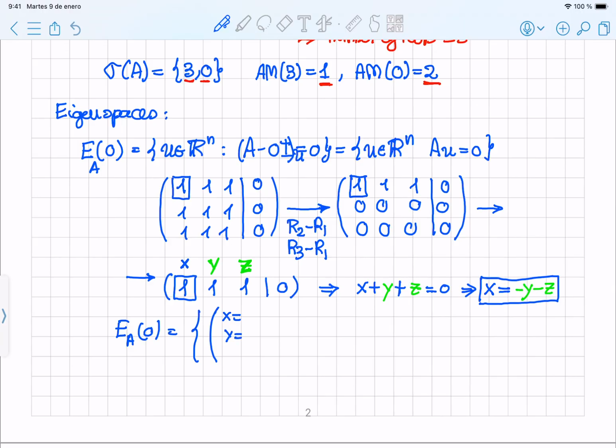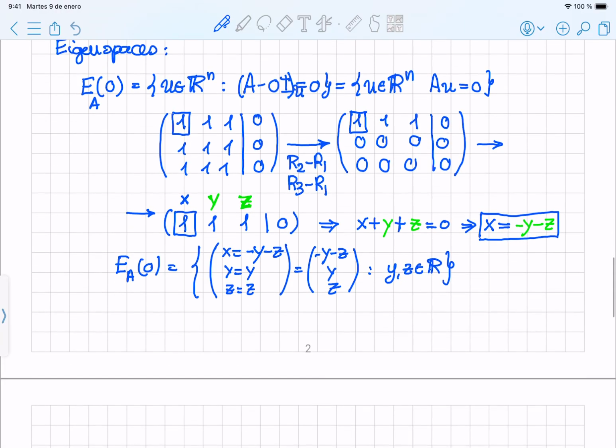X, y, and zeta. What happens with the y and with the zeta? That they are free. So y and zeta are free. And what happens with the x? Well, I have said that this is going to be minus y minus zeta. So the vectors are the vectors minus y minus zeta, y and zeta, such that the y and the zeta are just free among the real numbers. Okay?